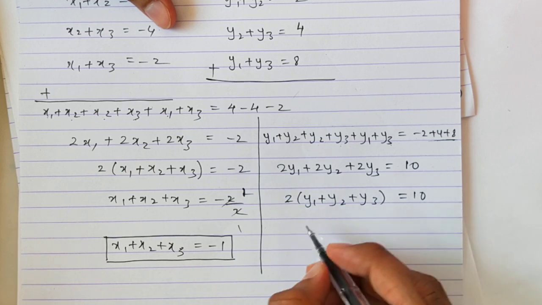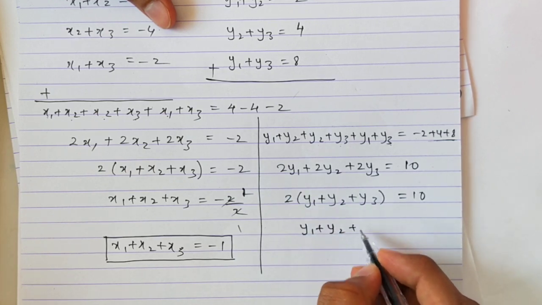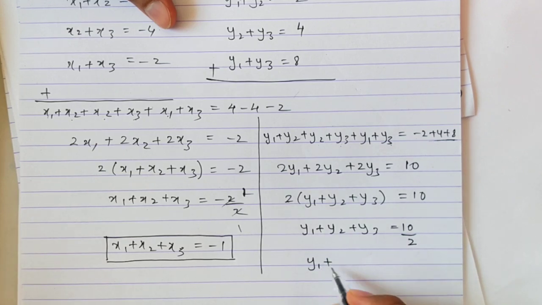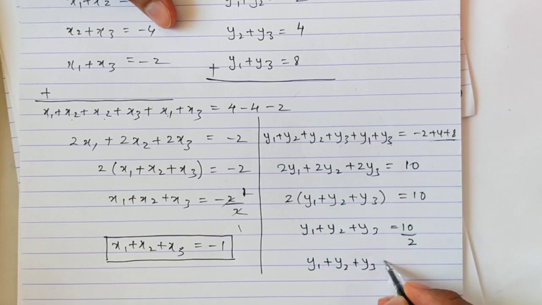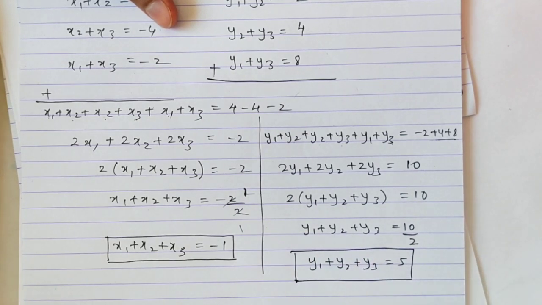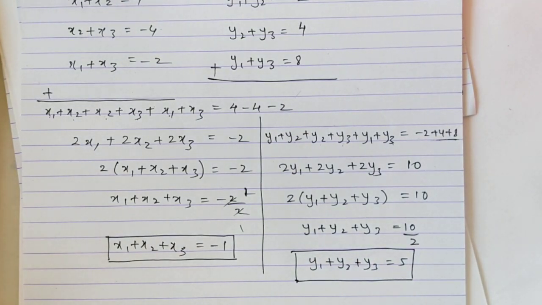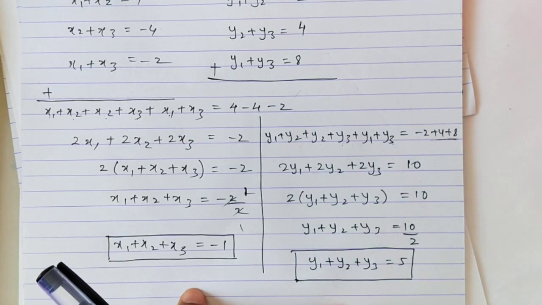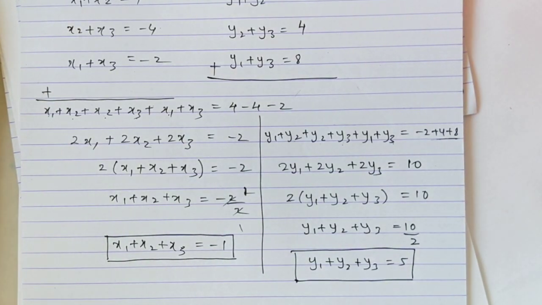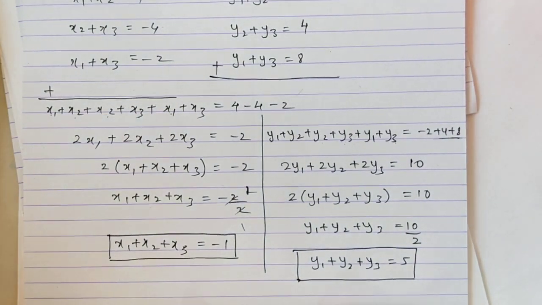So this 2 will get divided. y1 plus y2 plus y3 is 10 upon 2, which is equal to 5. Understood? Now we got these most important 2 equations. Okay, these are the most important 2 equations. Now how to use these equations?